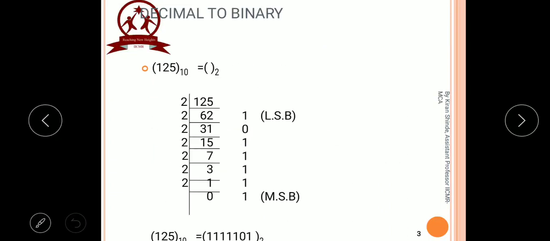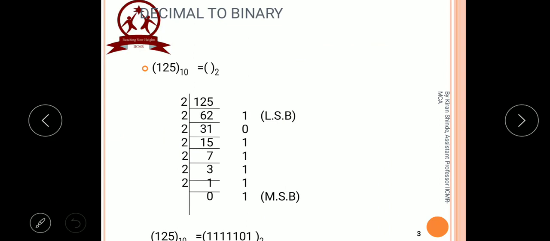Here we are given a decimal number as 125 and we are asked to convert this decimal number into its binary format. So the first step is identify the target base. Here the target base is 2. So we are going to divide the decimal number by 2. So start dividing 125 by 2. You will get quotient as 62, remainder as 1.